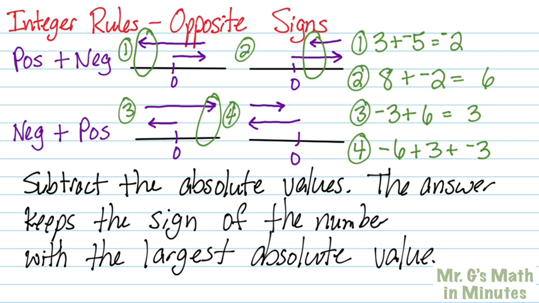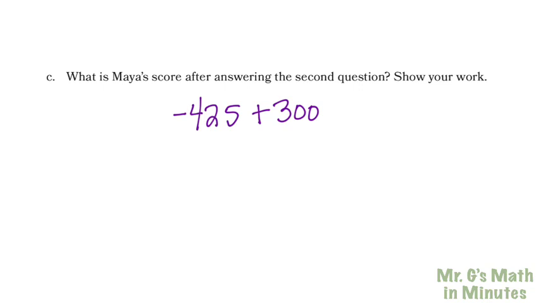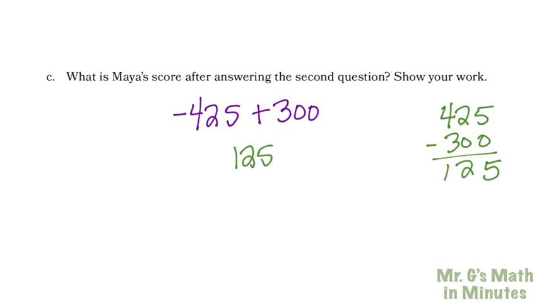So let's go back and see how we can use that to answer the exit ticket on lesson 3, which is this problem right here. Looking at it, there are two opposite numbers, which means I subtract. So 425 minus 300. It's going to give me a 5, a 2, and a 1. So the answer is going to be 125, but I have to remember to go back and look at which one has the bigger absolute value. 425 is the bigger absolute value. It's negative, so my answer is negative.